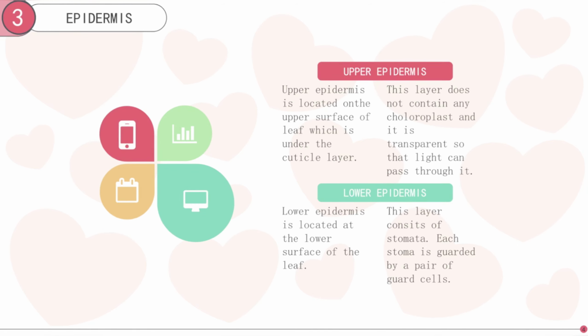Epidermis. Upper epidermis. Upper epidermis is located on the upper surface of leaf, which is under the cuticle layer. This layer does not contain any chloroplast and it is transparent so that sunlight can pass through it. Lower epidermis. Lower epidermis is located at the lower surface of the leaf. This layer consists of stomata. Each stoma is guarded by a pair of guard cells.